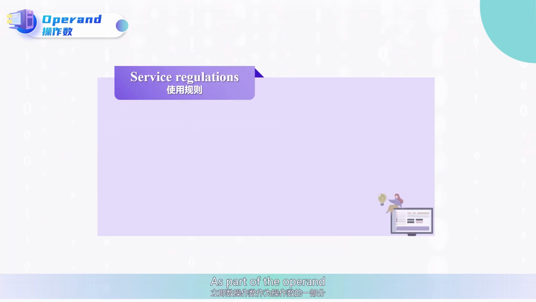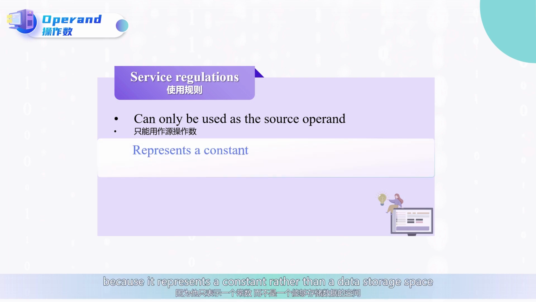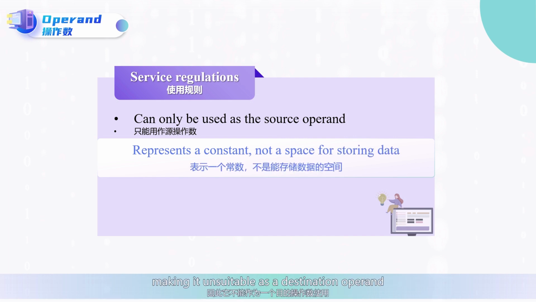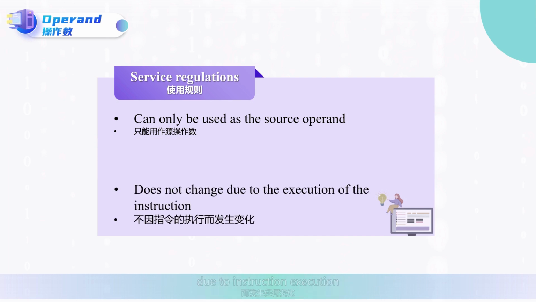As part of the operand, the immediate operand can only be placed in the source operand position, not the destination operand position, because it represents a constant rather than a data storage space, making it unsuitable as a destination operand. Second, the immediate operand does not change due to instruction execution, because it is a constant, invariable.